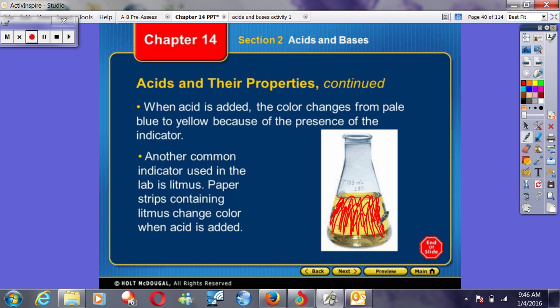Another indicator we'll use is called litmus paper. These paper strips change color when you add an acid to them, and we'll talk about that a little more. Sometimes you'll have red paper and blue paper. The bottom line is, what color does it change to? If it stays red or changes to red, that's an acid. If it stays blue or changes to blue, that's a base. It doesn't matter where you start; it's where you end up.